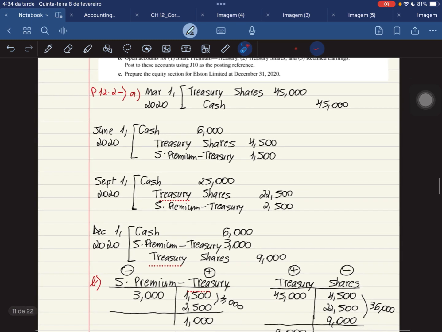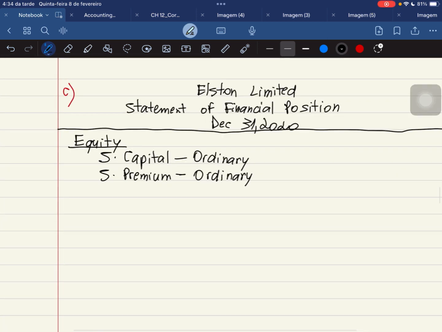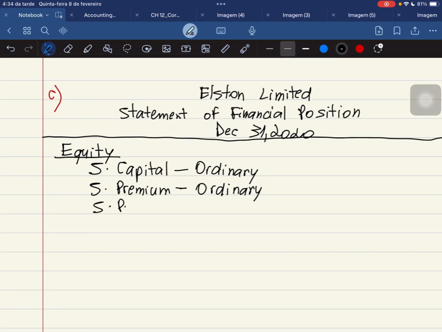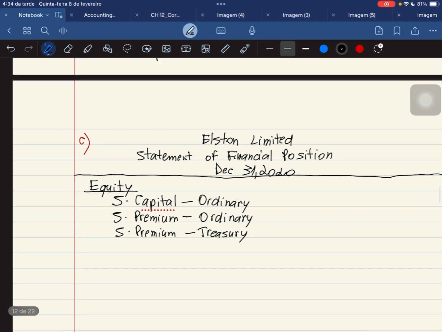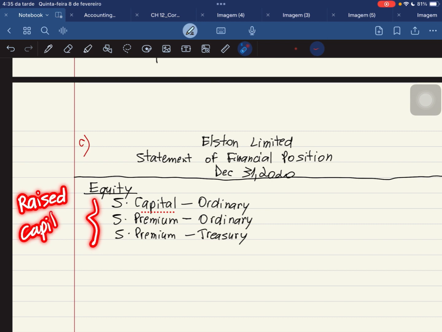We also had the share premium treasury, right? In this case, our ending balance is 1,000. This is also a kind of share, so you have to add it. So it's going to be share premium treasury. And I believe these are all the shares that you have in this exercise, right? Yeah. This part represents the raised capital, right? But like I said, equity is equal to your raised capital plus your earned capital.